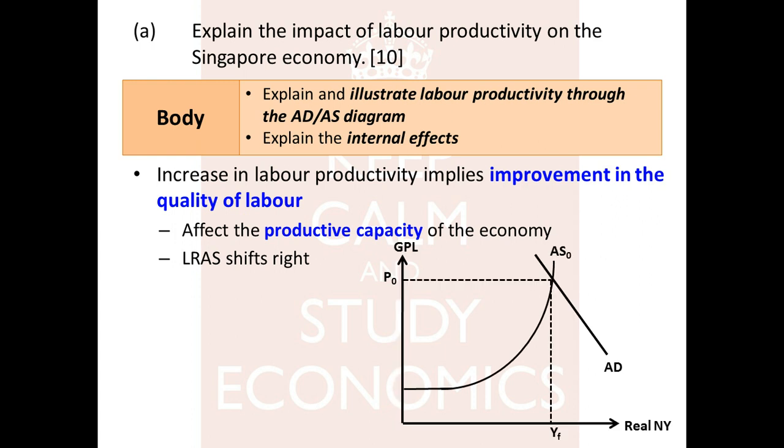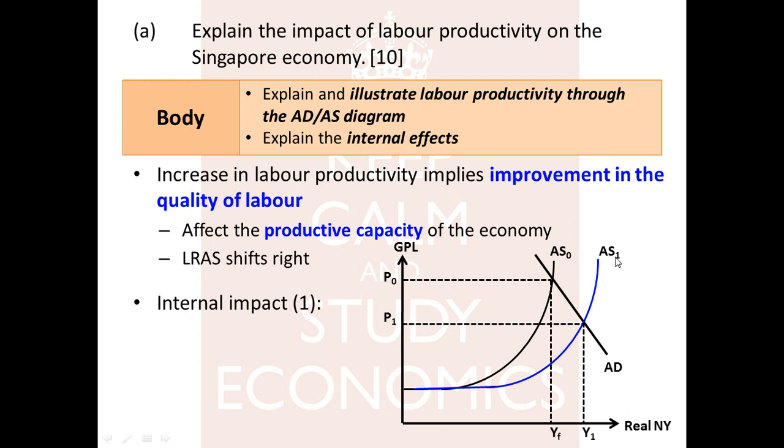Okay, so this is your standard ADAS diagram. I have a case where my economy is producing at full employment output. That is the vertical part of AS. So what happens then is that my LRAS shifts to the right. Okay, so from AS0 to AS1. Then from here, you will be able to see what are the internal impacts. The first internal impact, very clearly, is that there will be a decrease in the GPL. Okay, from P0 to P1.